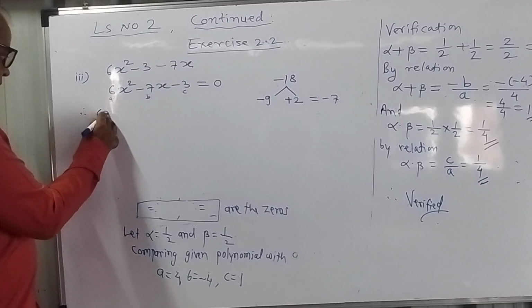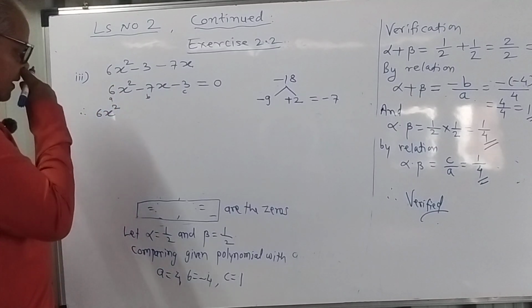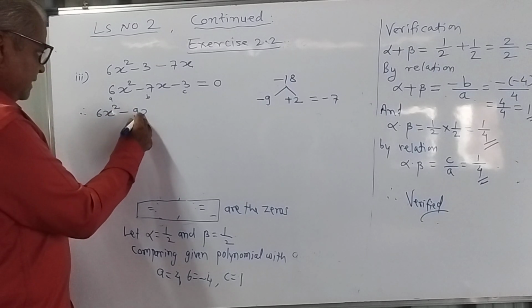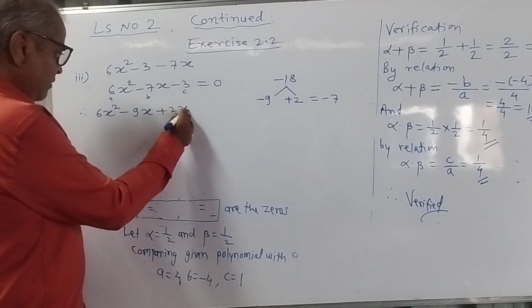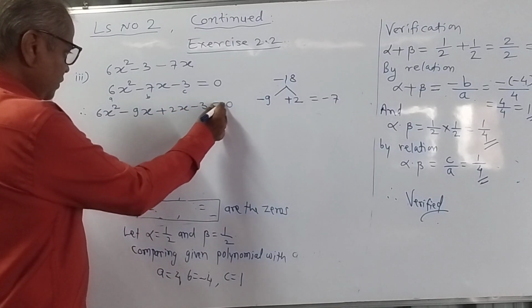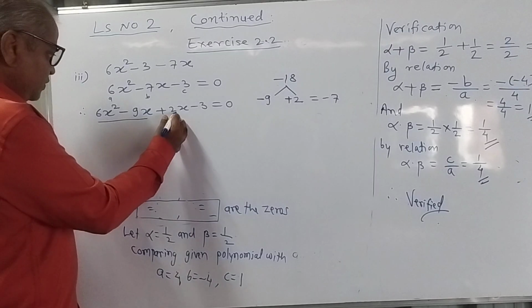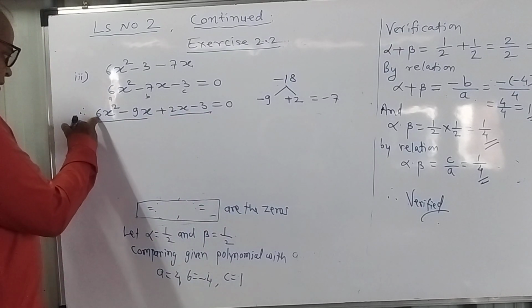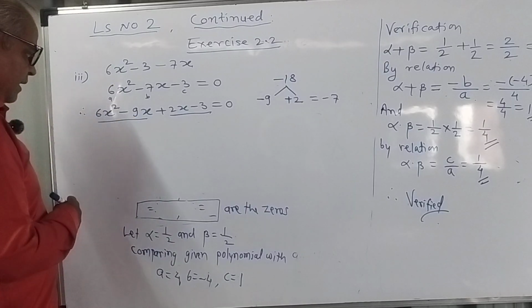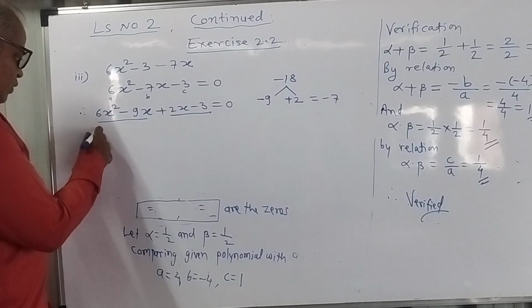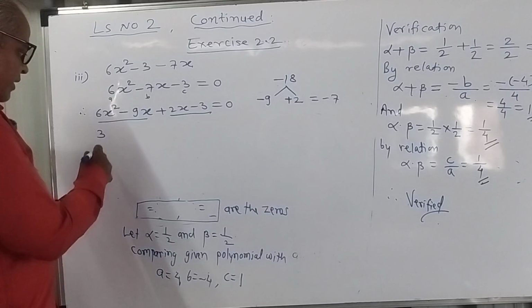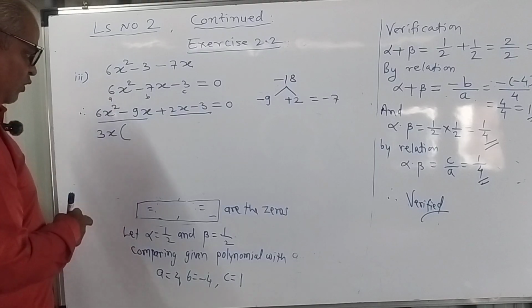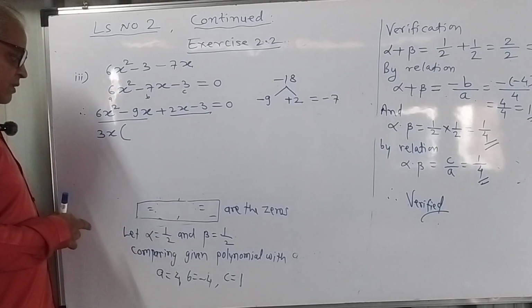Therefore it can be converted into 4 terms. 6x square minus 9x plus 2x minus 3 is equal to 0. Take the common from first two, common from third and fourth. So here 6 and 9 is divisible by 3. So 3 common and from the variable x common. So 3x is common. Whatever is the common, divide every term with the common.